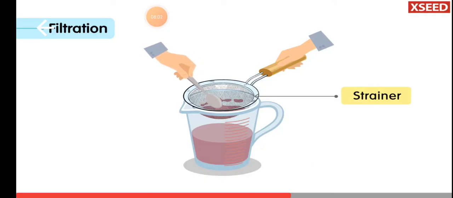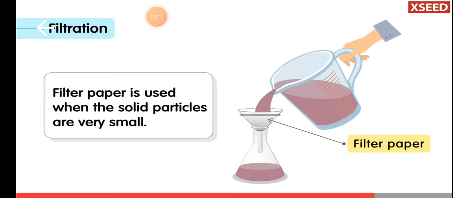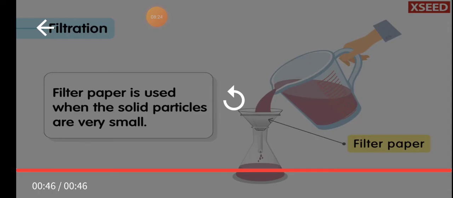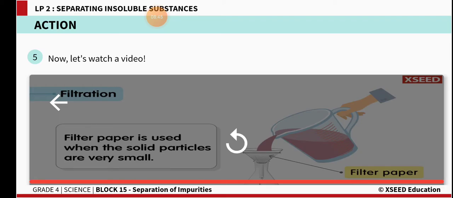Light insoluble solids are separated using the filtration method. If insoluble solid particles are very small, we can use filter paper in a funnel to separate solids. So if the insoluble substances are very small in size, they may come through in the decantation method without filtrating. So in this case we can use the filter paper, which stops even the smallest particles of insoluble substances. So the residue will be left over on this filter paper.